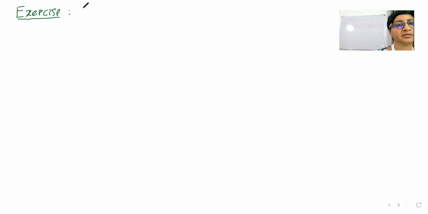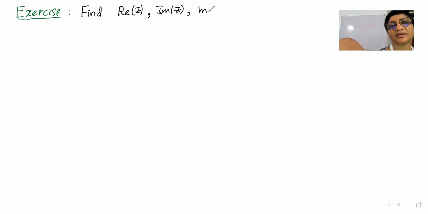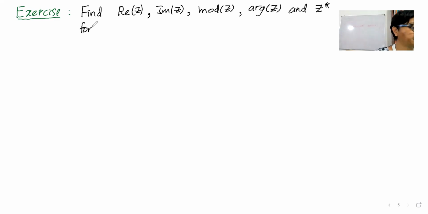Find Re of Z, Im of Z, mod of Z, arg of Z, and Z star for the following complex numbers.